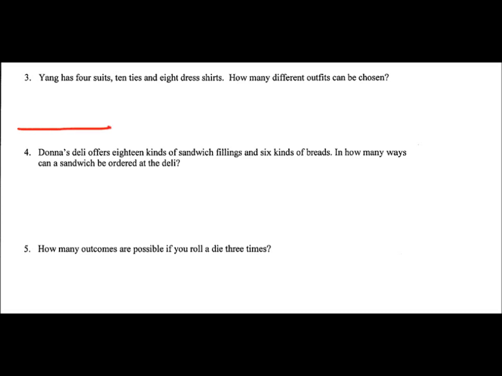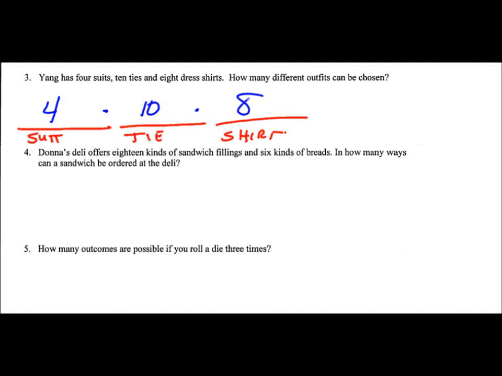And so here are our things. Here we have the suit. Here we have the tie. And here we have the shirt. And we fill in the number of things that we have for each choice. We have 4 suits, 10 ties, 8 dress shirts, and now we multiply 4 times 10 times 8. That's 320 different outfits. So our friend Yang can almost go for a year, not exactly a year, a little bit less, and never wear the same combination.